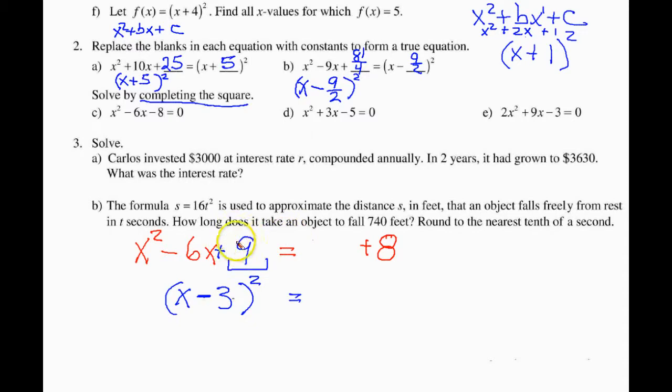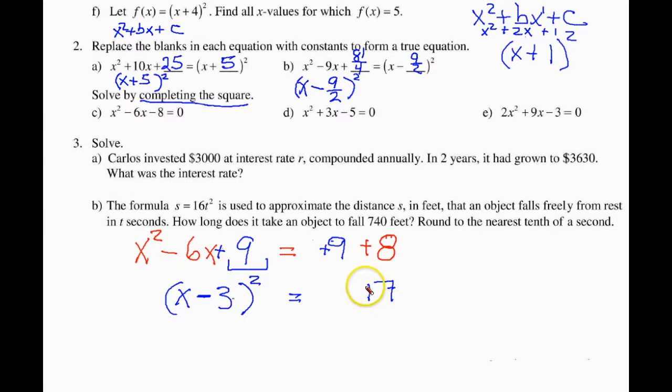Because I added a 9 to this side, but I didn't add the 9 to the other side. Now I have an equation. So I factored this into this. I add these together and I get 17. Now I have a binomial squared equals 17.